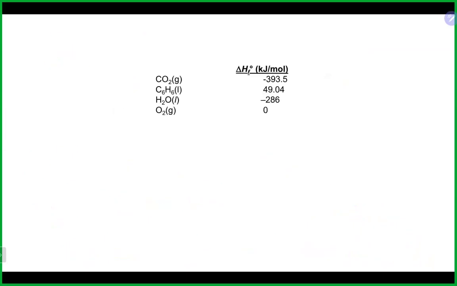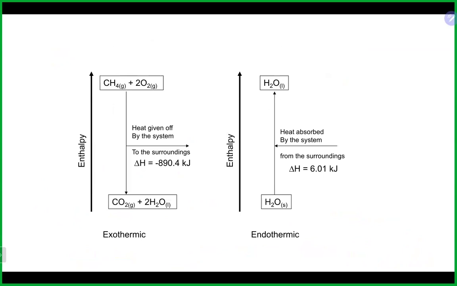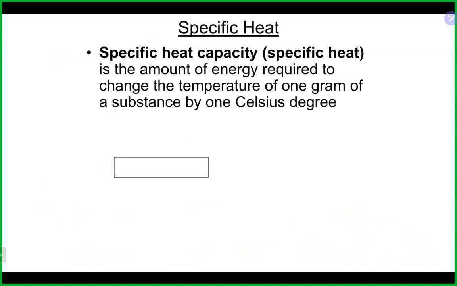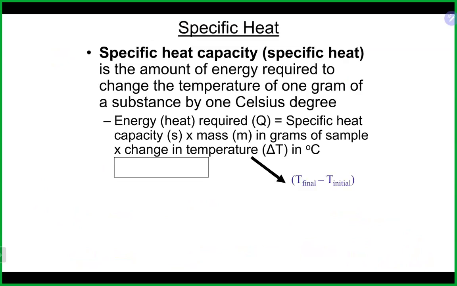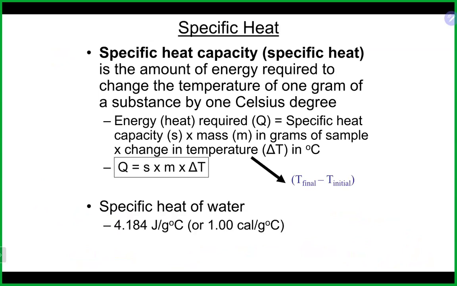I think we'll skip this one. I think we get the idea, hopefully. All right. So the next thing we want to talk about is another way that we calculate heat and energy in a reaction, and this is specific heat capacity. Specific heat capacity has a definition very similar to calorie's definition. It is the amount of energy that's required to change the temperature of 1 gram of a substance by 1 degree Celsius.